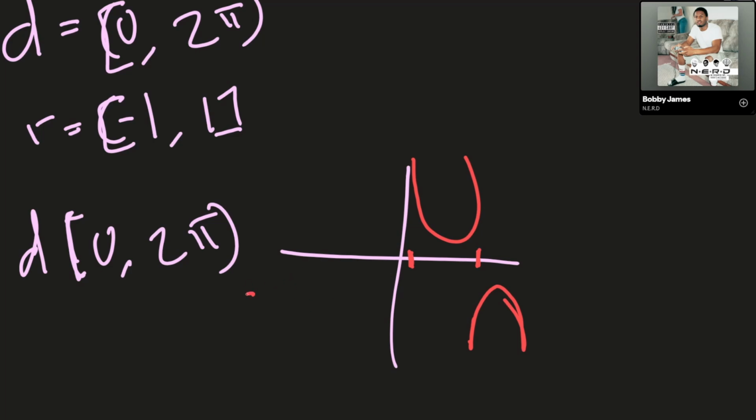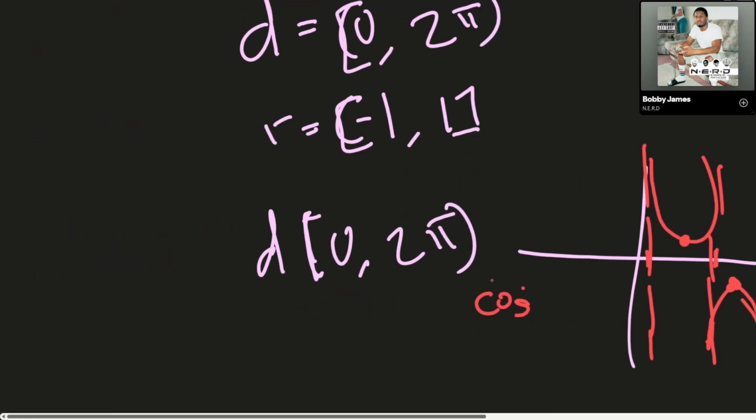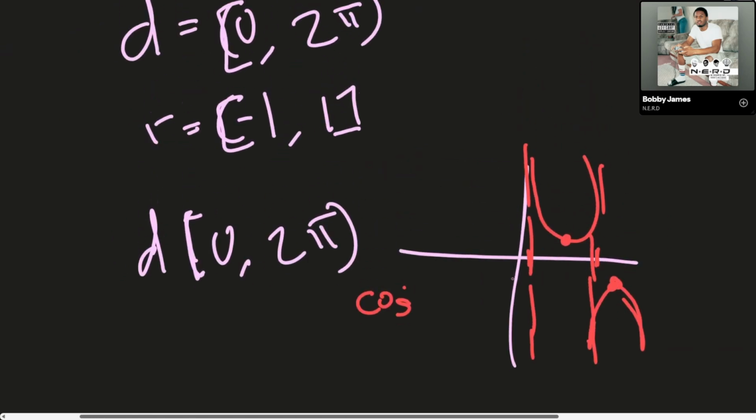So for example, when cosine equals 0, so at pi over 2 and 3 pi over 2, there will be an asymptote. And whenever there is a max of the actual cosine graph, there will be a min here. And whenever there's a min, there's a max for the other graph. You can switch that with sine and cosine. That is the gist of it.